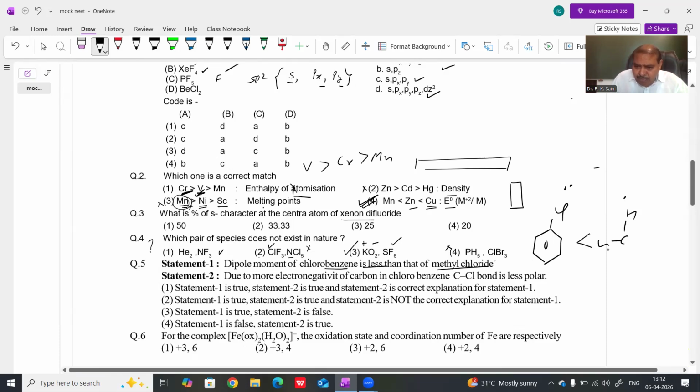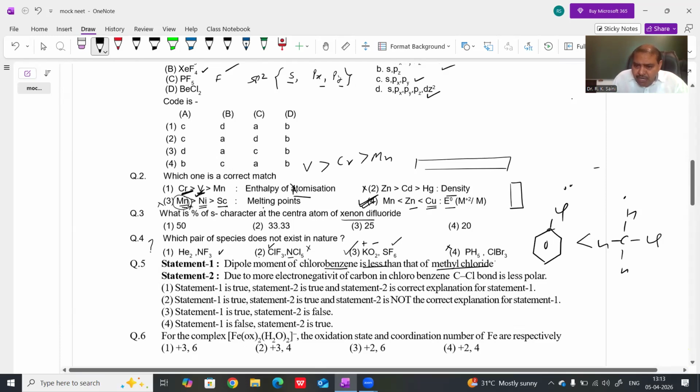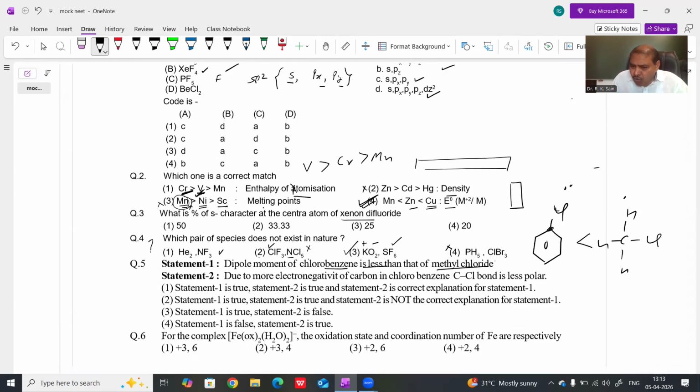It is a correct statement, because dipole moment depends upon the polarity, and polarity depends upon the electronegativity difference. In chlorobenzene, the carbon is sp2. In methyl chloride, the carbon is sp3. It means the carbon of chlorobenzene is more electronegative. Therefore, there is less difference in polarity between carbon and chlorine, and hence the dipole moment of chlorobenzene is less than the dipole moment of methyl chloride. The statement is correct.